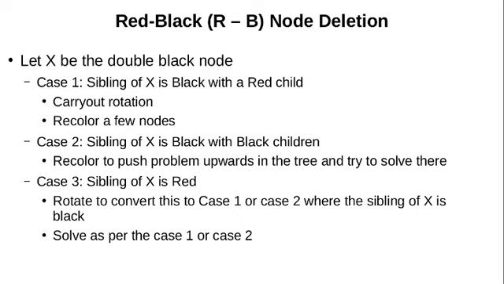We push the problem upwards in the tree using recoloring and try to address it there. Case 3 is the sibling of node X is red. In this case, we carry out rotation to convert this to case 1 or case 2 where the sibling of node X becomes black, and then we solve it as per the applicable case. All these cases are discussed in detail with examples in coming slides.